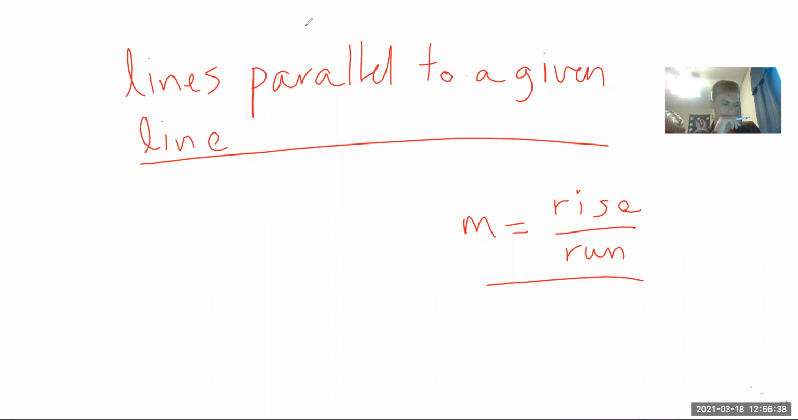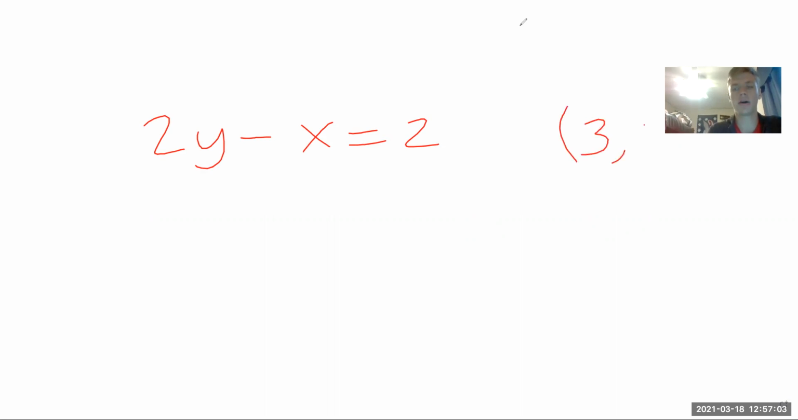So let's do an example that might clear it up a little bit. They say find an equation of a line that's parallel to the line 2y. Remember, this is just a relationship between x and y. We want to find a line that's parallel to that line and passes through the point 3, 1. So x is 3, y is 1. What we're going to do with this is, first of all, I want to put it in the slope-intercept form, which is the form that tells us the slope. So I want to isolate y. Let's move x over to the other side.